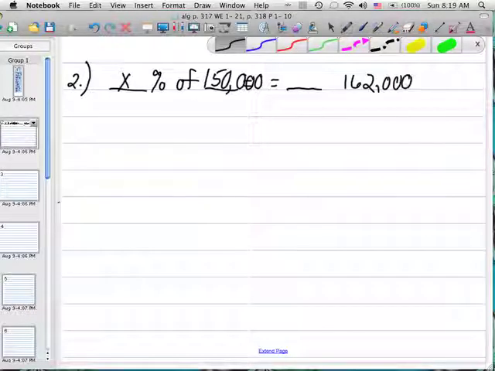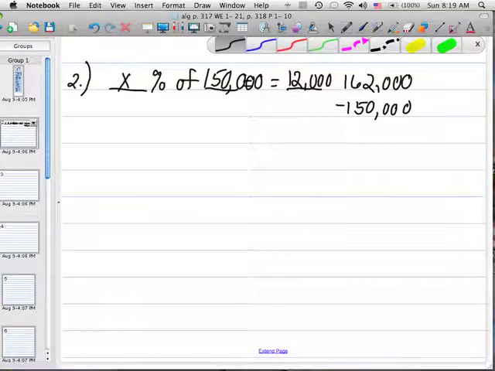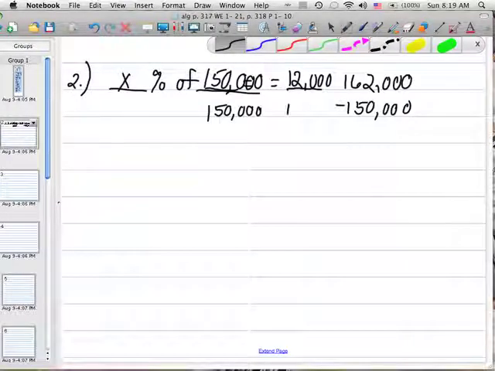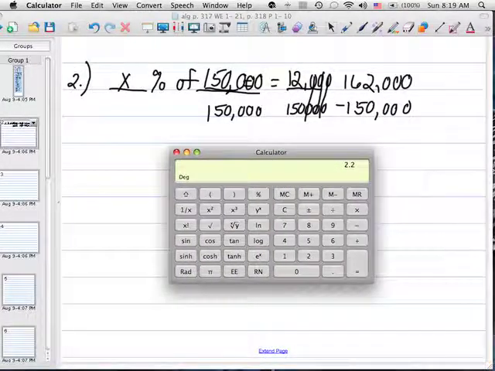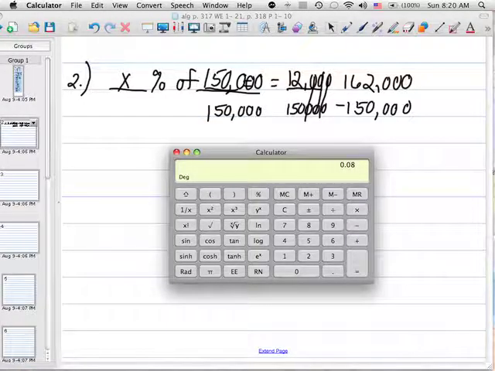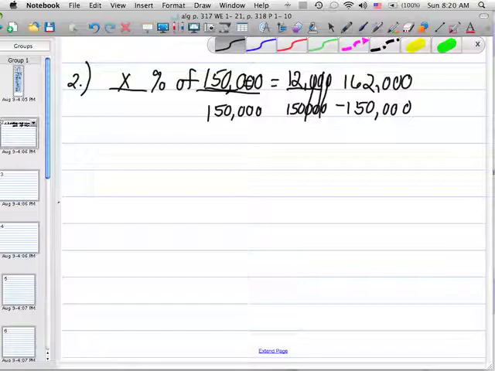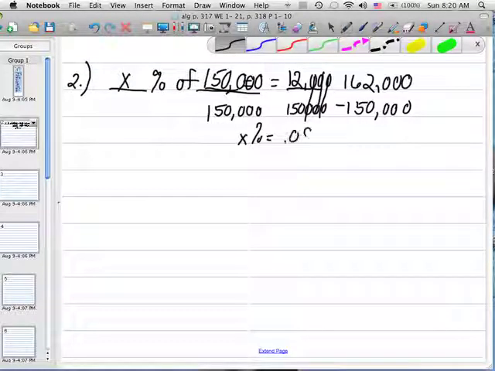So if it went up to 162,000 and it was originally 150, that's a $12,000 increase. So dividing both sides by 150,000, taking our calculator, 12 divided by 150 is 0.08. So X percent equals 0.08. Change it to a percent, move it 2 to the right, that's an 8% increase.